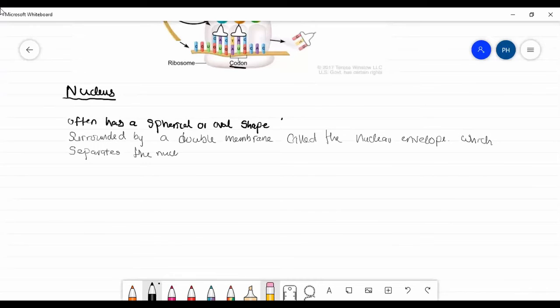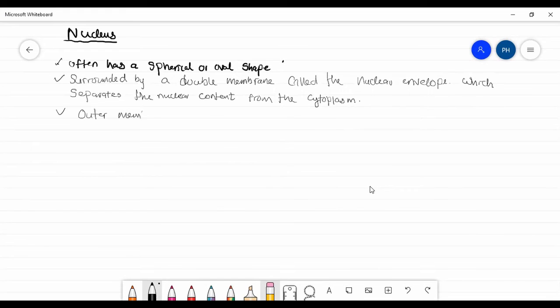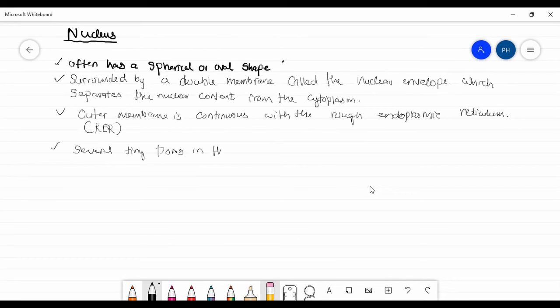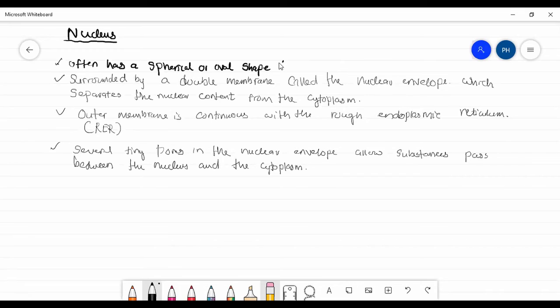the nuclear content from the cytoplasm. The outer membrane is continuous with the rough endoplasmic reticulum that we call RER. Several tiny pores in the nuclear envelope allow substances to pass between the nucleus and the cytoplasm. Remember that relatively small molecules can diffuse through the nuclear membrane.